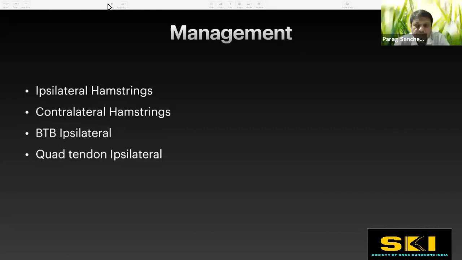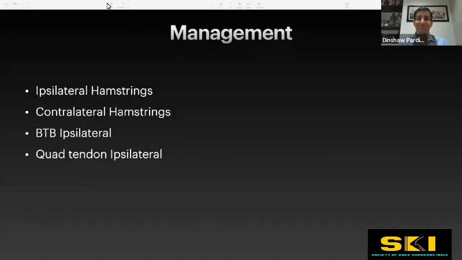Parag, what's your choice? I'll use the contralateral semitendinosus and gracilis. If it is not so thick, then I will prepare the peroneus longus on the same side also. Yes. Okay. Jacob? Jacob, we've lost him. Okay, Clement? I would use BTB ipsilateral.